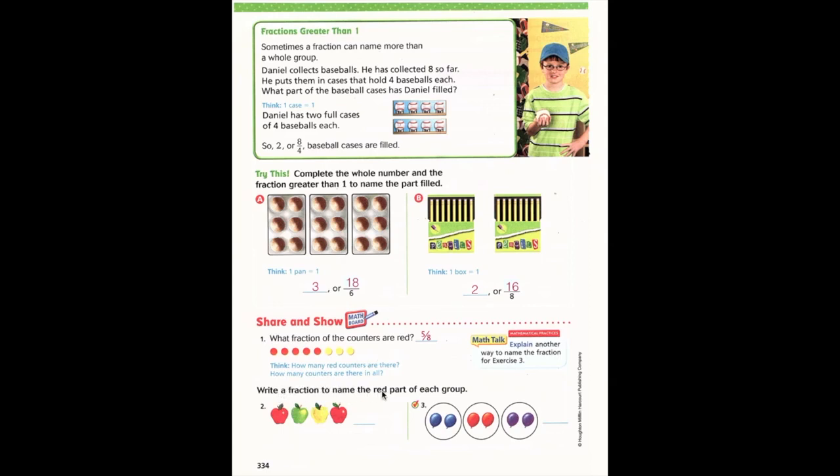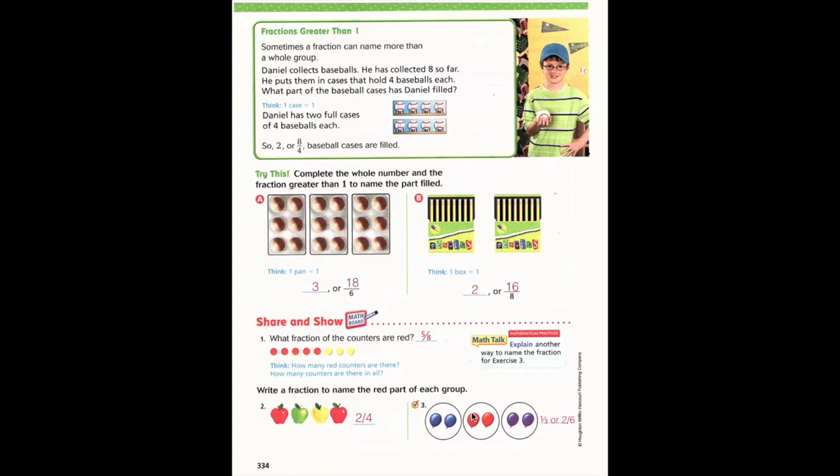Write a fraction to name the red part of each group. So what would be the fraction of the red part here? Okay. How many red apples do you see? How many apples can you count? 2/4. Okay. How many red balloons do you see? How many balloons can you count? 1/3 or 2/6. Either one of those. Okay. Excellent.